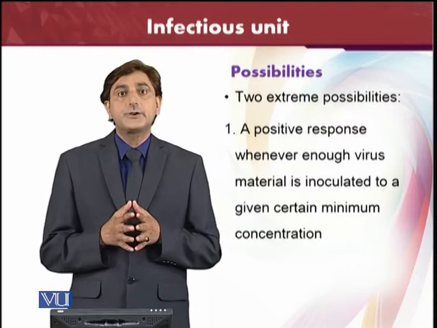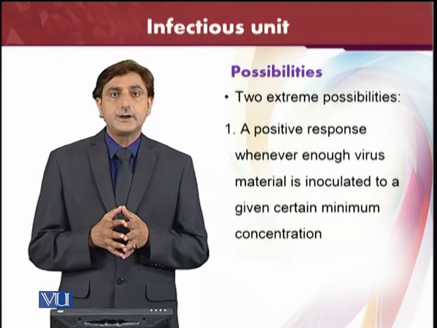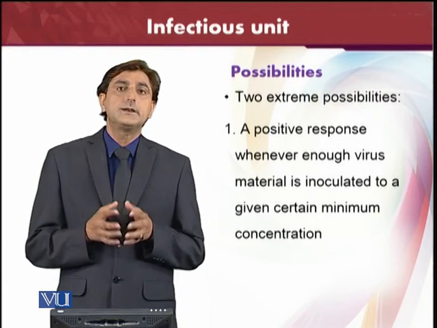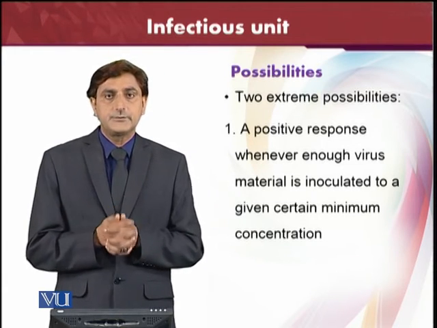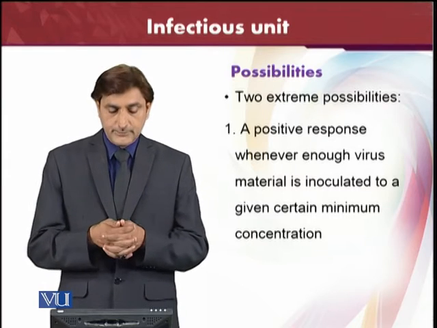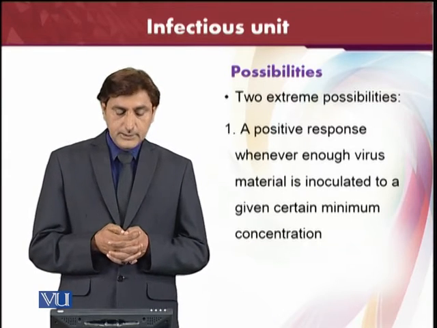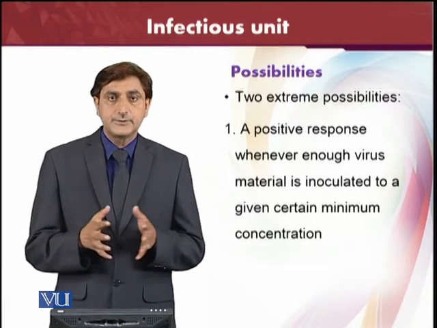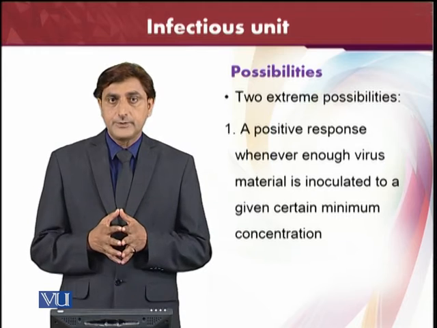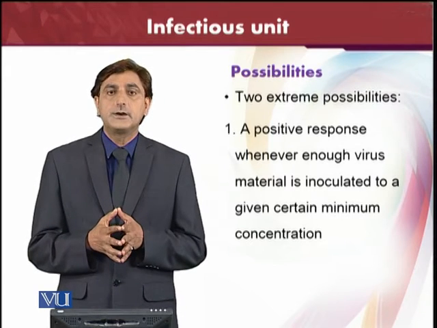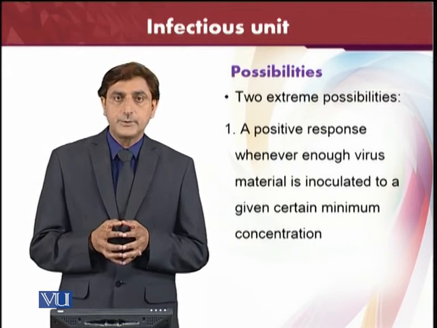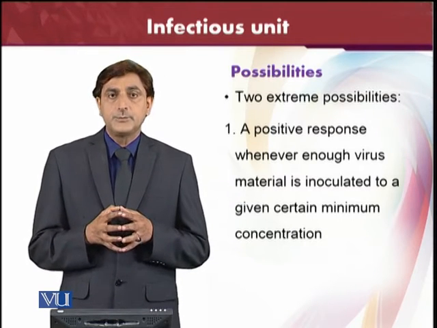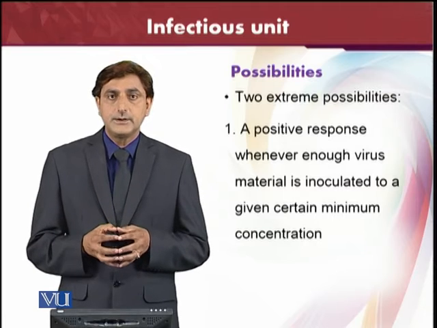There are two kinds of extreme possibilities for a specific kind of infectious unit. One is the positive response, where enough virus is present in the infectious unit that it will lead towards a positive response. If enough material is inoculated to a certain minimum concentration, then the specific amount of virus is present inside that inoculum, and it will produce a positive response. That infectious unit is quite capable of producing an immune response and producing the disease inside that experimental animal.